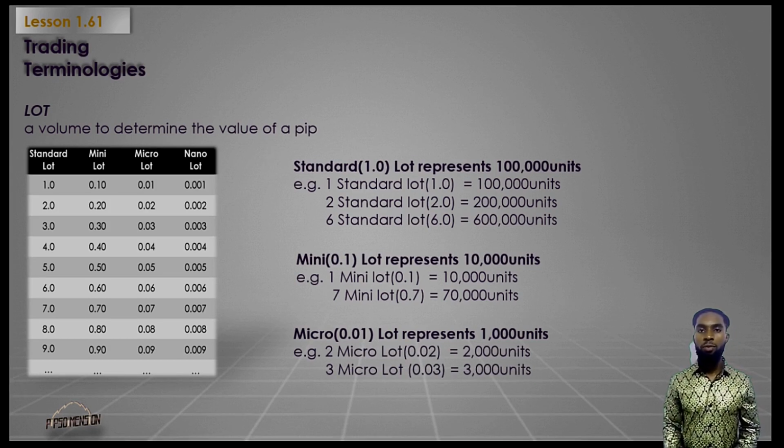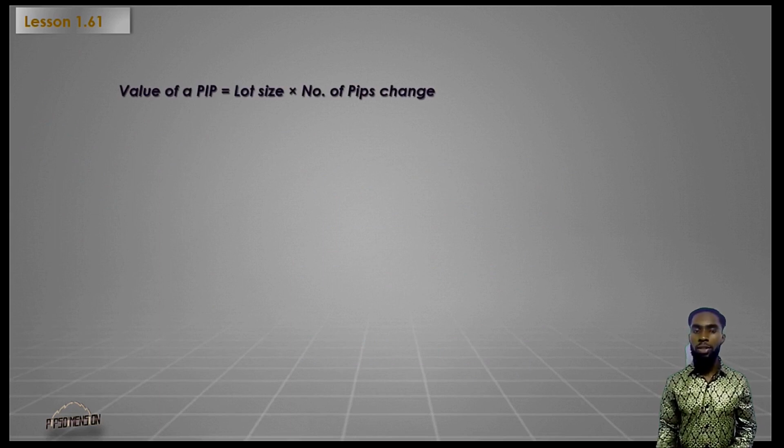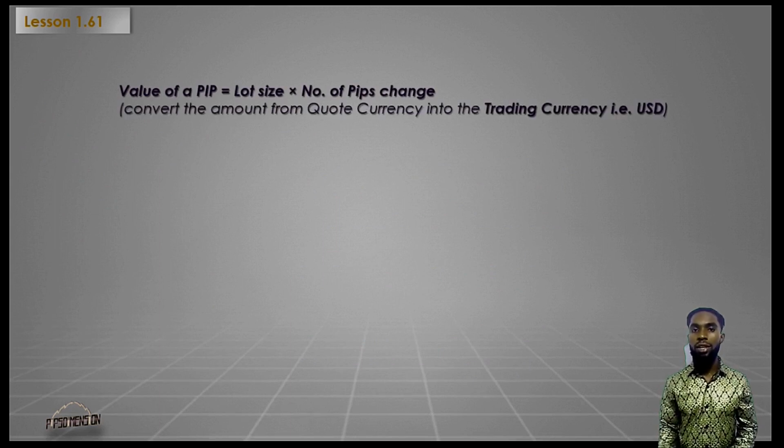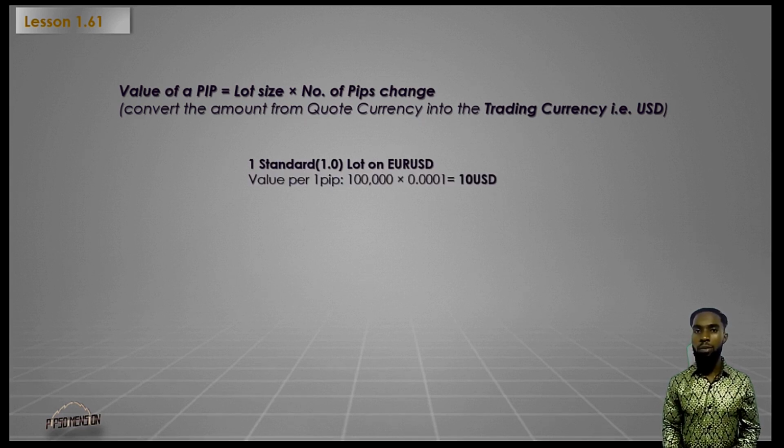To calculate the value of a pip, we multiply the lot size by the number of pips changed. Then the amount is converted from the quote currency to the trading currency. That is, if your trading account is in US dollars, the amount will be converted from the quote currency into US dollars. For example, if you trade one standard lot of the euro-dollar pair, then the value of one pip will be 100,000 multiplied by 0.0001, and that will be 10 US dollars per pip.